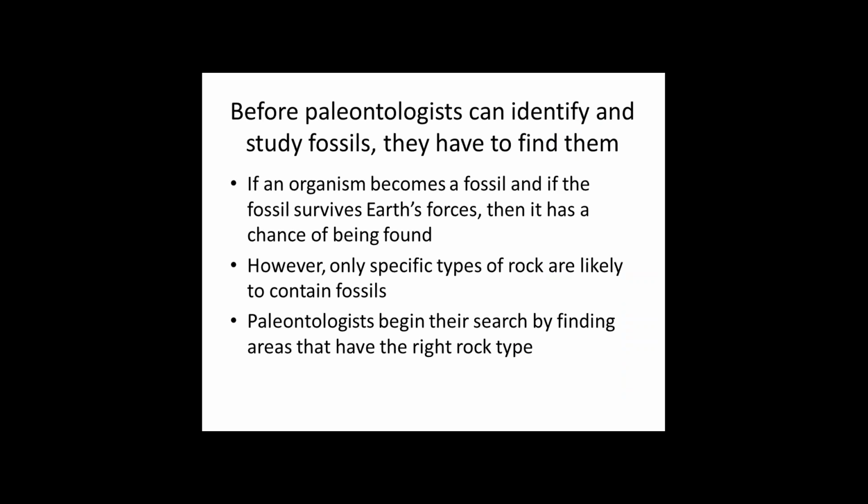Another thing is, before a paleontologist can identify and study fossils, they have to find them. I feel like that's straightforward too. But if an organism becomes a fossil, and if the fossil survives Earth's forces, then it has a chance of being found. However, only specific types of rock are likely to contain fossils. Paleontologists begin their search by finding areas that have the right rock type. I feel like this is pretty obvious, but what is this rock type?